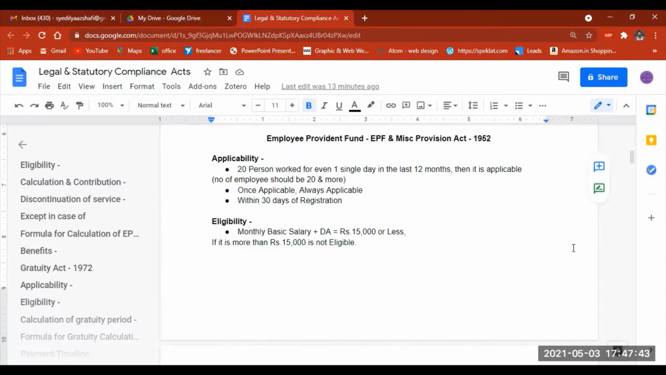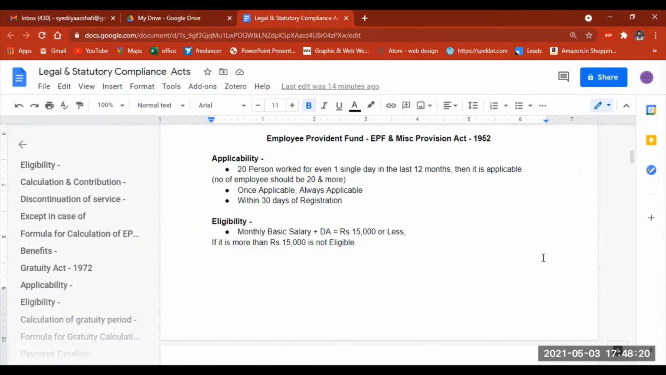And this is the most famous phrase in HR that we use for the Provident Fund: once applicable, always applicable. For example, if company XYZ has become applicable for the Employee Provident Fund, it is always applicable. It is not like you applied in 2005 and need to apply again for 2006. Once it's applicable, it's always applicable for as long as the company is operating.